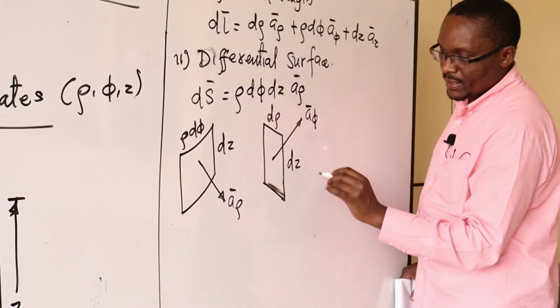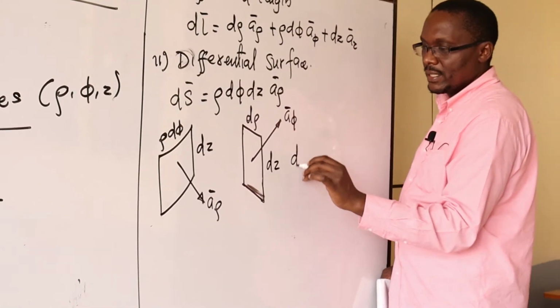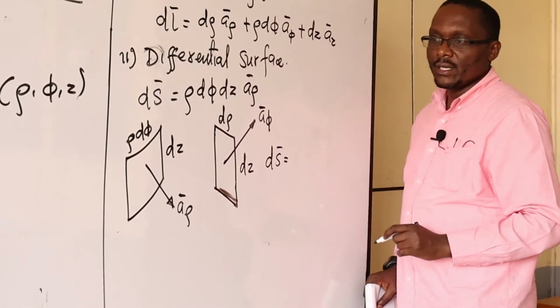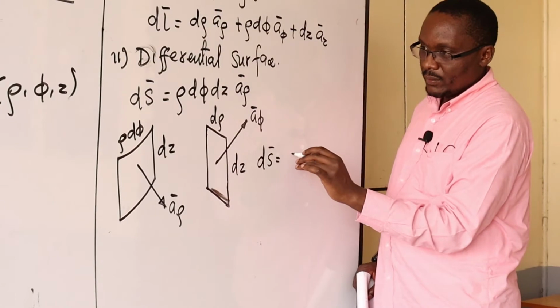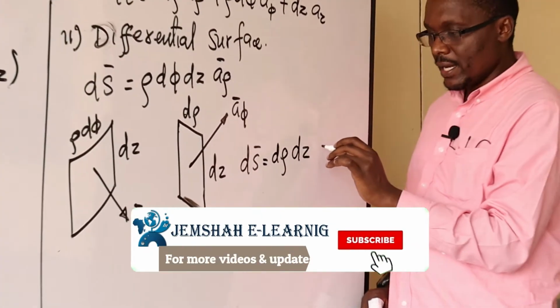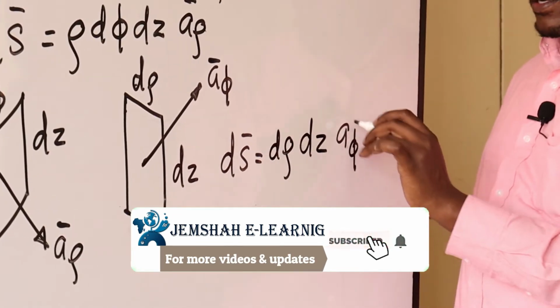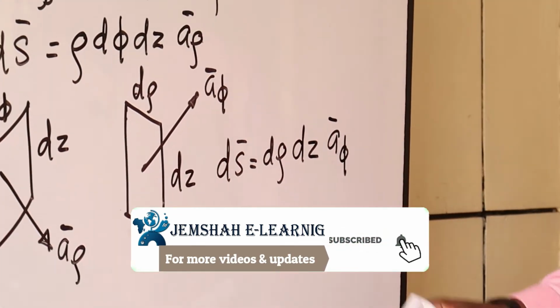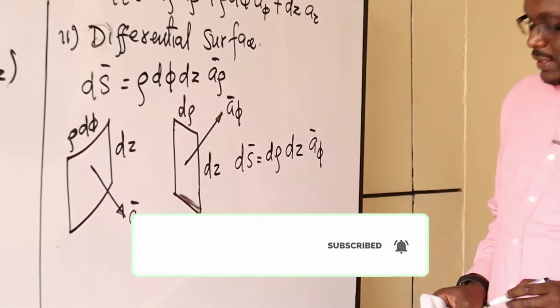So this is our surface. And in that particular surface, again, we can say that our ds bar will be given as d rho dz in the a phi direction. So those are the surfaces that we've represented so far.